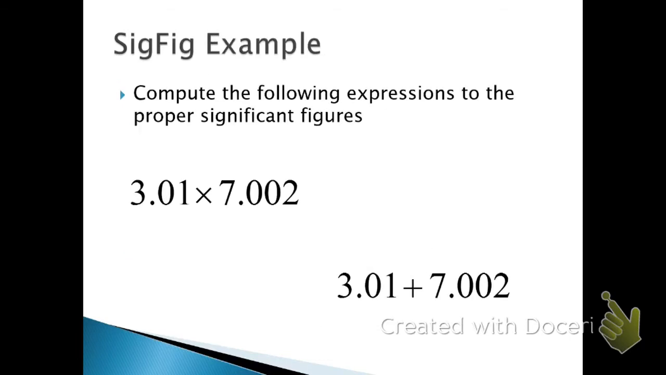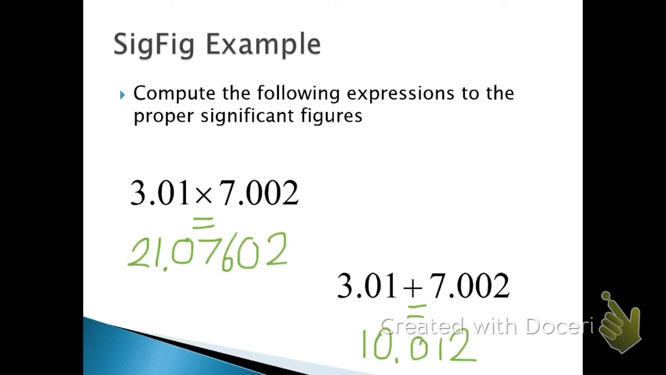Let's say I've got 2 values that I've measured coming in. I got 3.01 and I've got 7.002. In one instance, I want to add them, and in one instance, I want to multiply them together. So let's not round anything. Let's just plug this into our calculators and see what values our calculator spits out for this. And here are the values if I were just to do it in a calculator and not round it at all. Look at this first one. 3.01 times 7.002 comes to 21.07602.